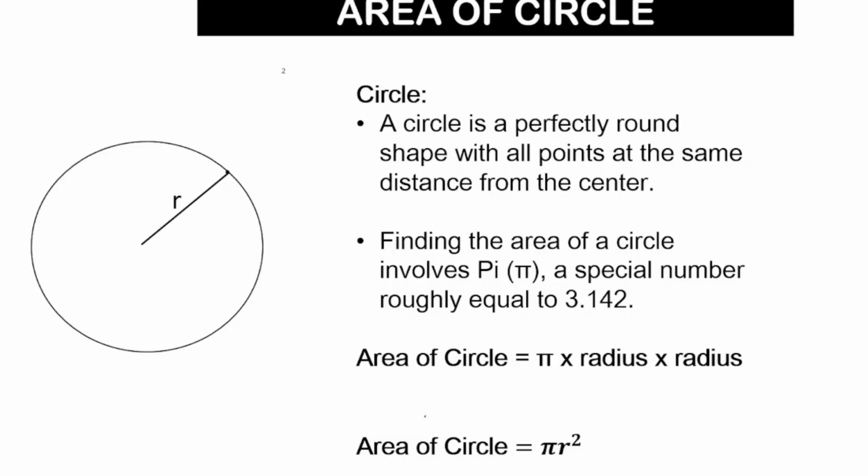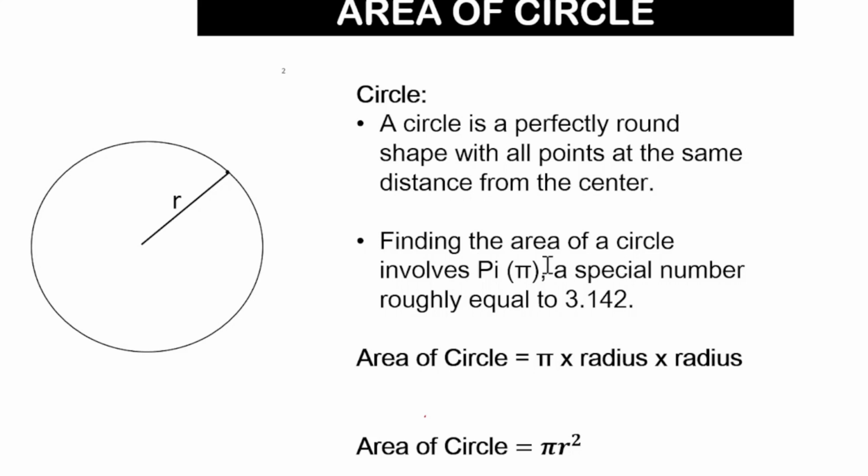Let's look at the area of a circle. For the area of a circle, this is straightforward. The area of a circle is pi r squared. A circle is a perfectly round shape with all points at the same distance from the center. That distance is the radius.